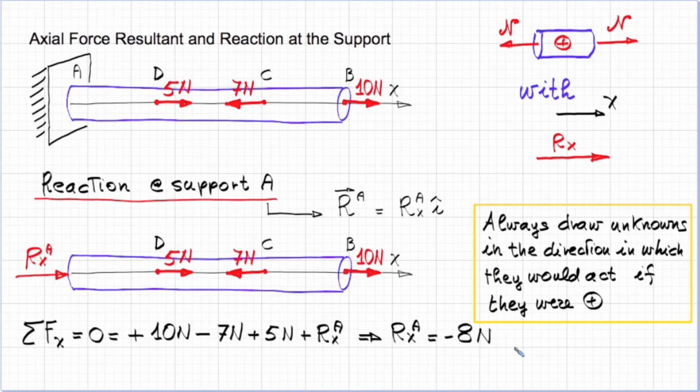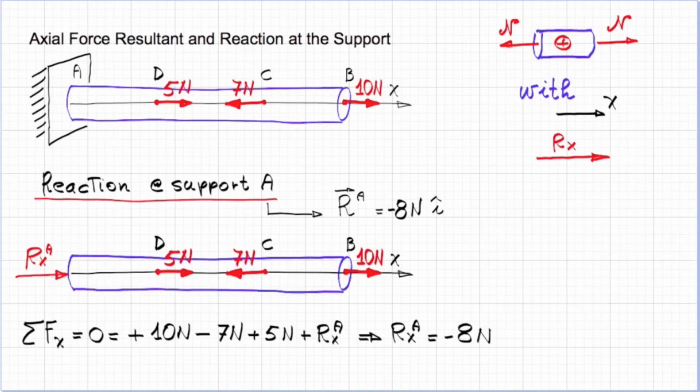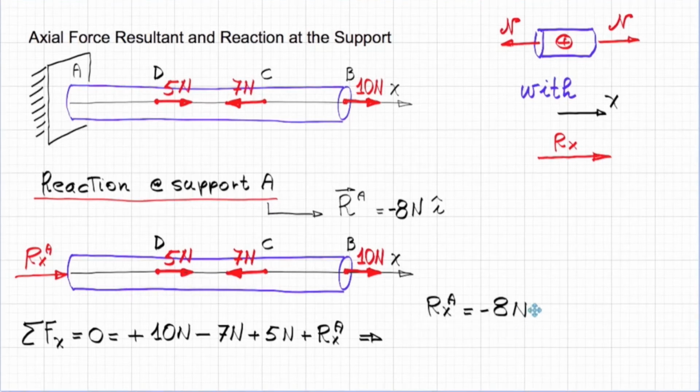So if Rxa is equal to minus 8 Newton, that means that the reaction force Ra is minus 8 Newton times the unit vector in direction x, i. Or in other words, the reaction force has a magnitude of 8 newtons and is pointing in the direction opposite to the x-axis.